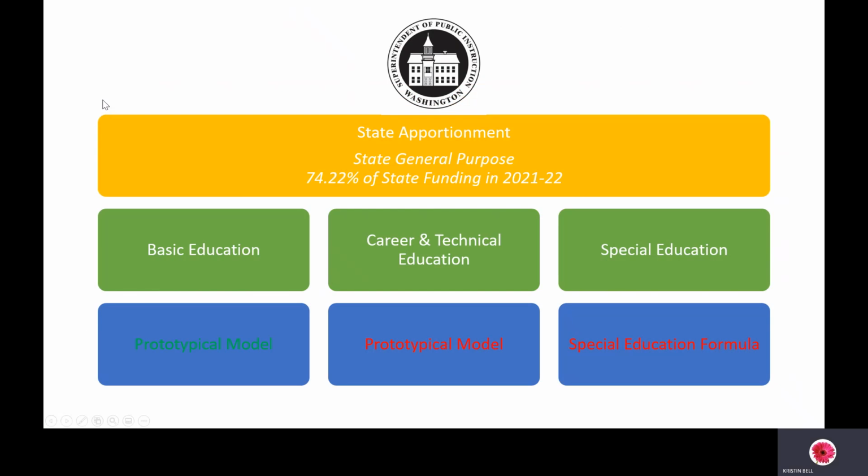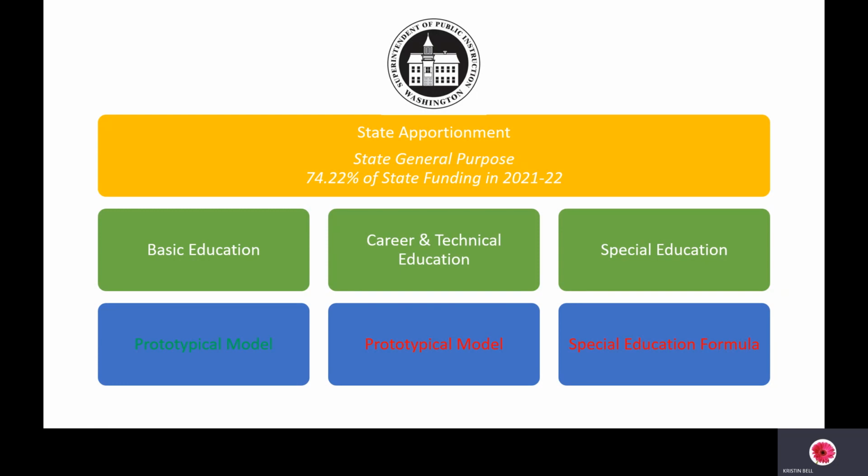So given the fact that the state dollars are the largest portion of our revenue in the 21-22 budget, you can see there it's about 74, not quite 75%, but just about. So what I'd like to show here is that under the state apportionment dollars, you have three main categories: the basic education, the career and technical ed, and then special education. The basic education dollars come through us through what's called a prototypical model. And I'll talk a little bit more about that as we move into this presentation.